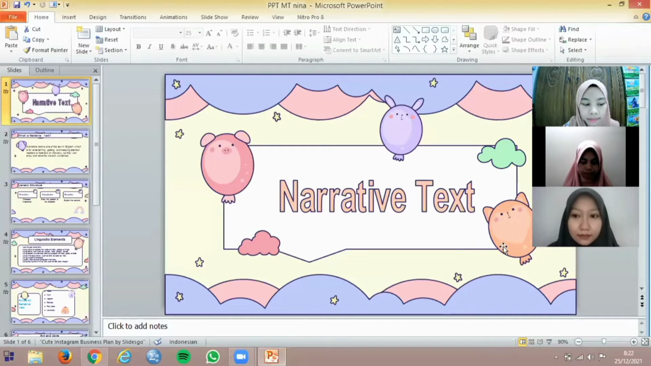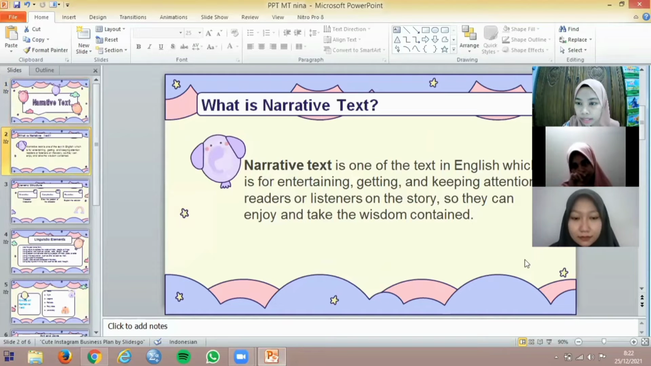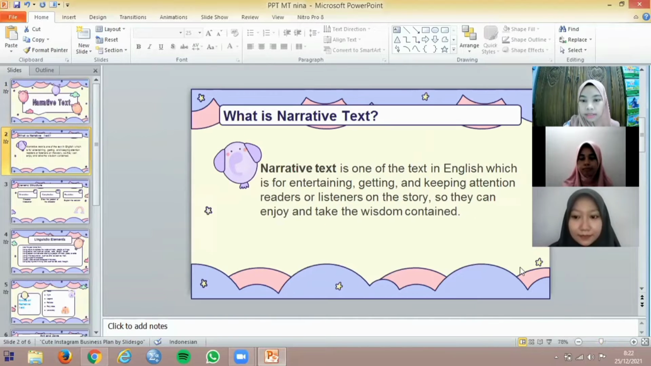I will share the screen. Can you see my screen? Yes, Miss. Okay, the first explanation is what is narrative text? So narrative text is one of the texts in English, which is for entertaining, getting, and keeping attention of readers or listeners on the story so they can enjoy and take the wisdom contained. So, jadi pada narrative text ini, pengertiannya ini kita bisa sebut juga sebagai social function atau fungsi sosial dari teks naratif.